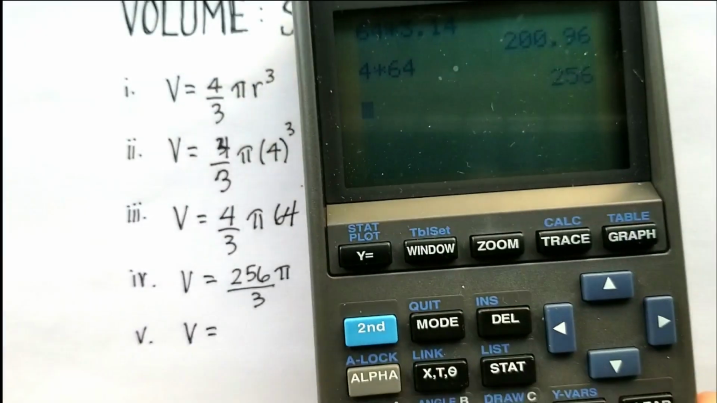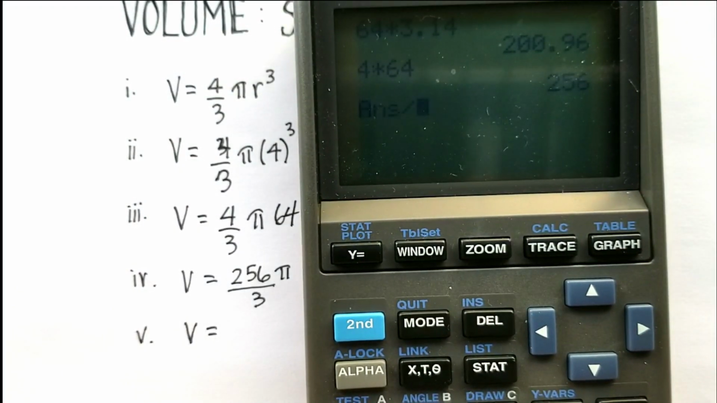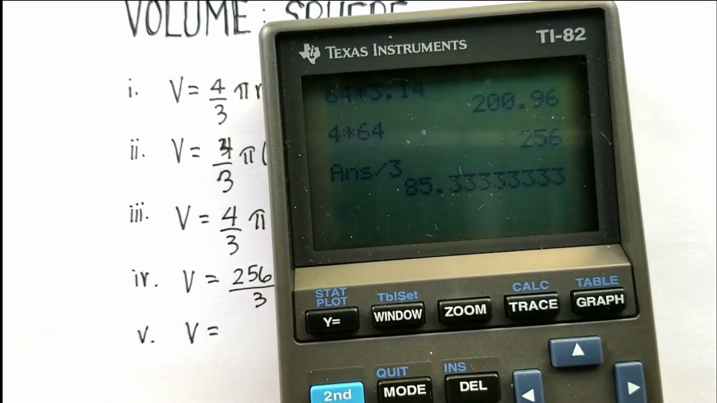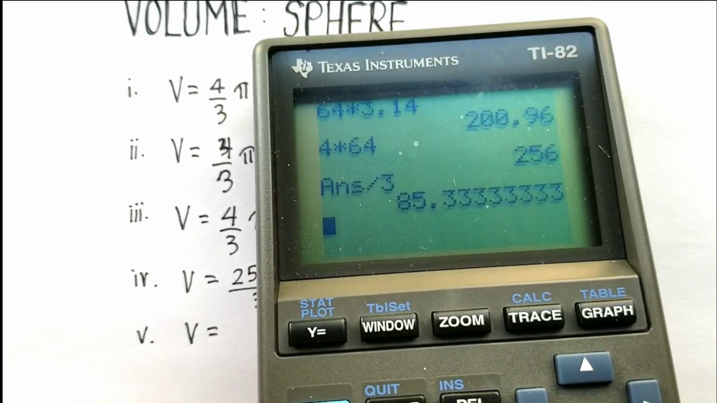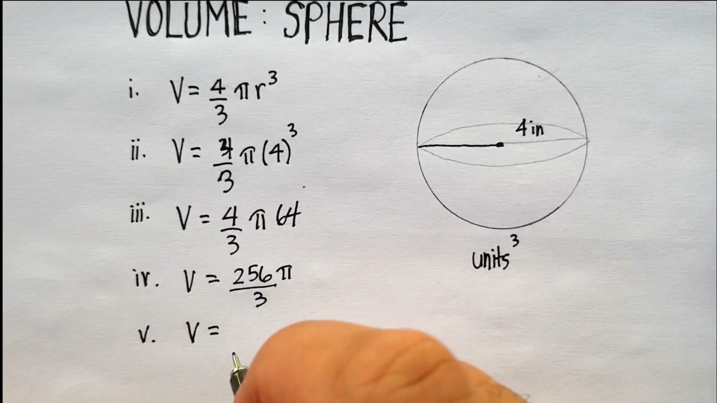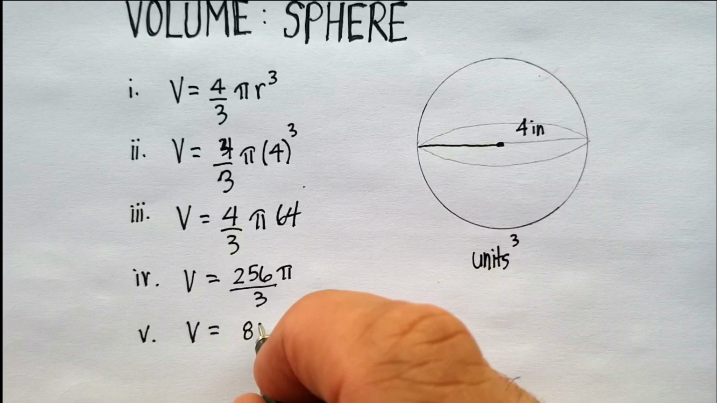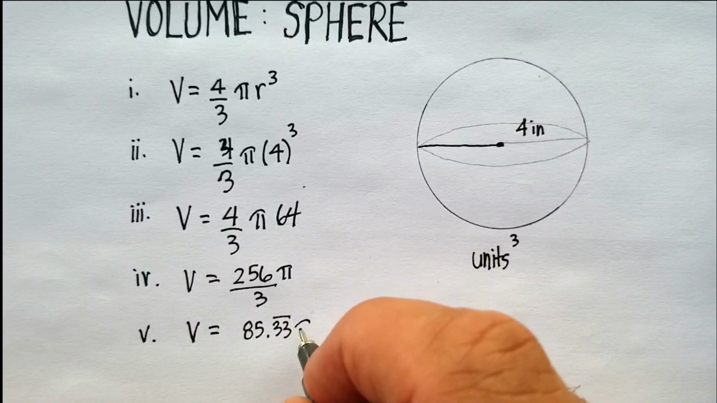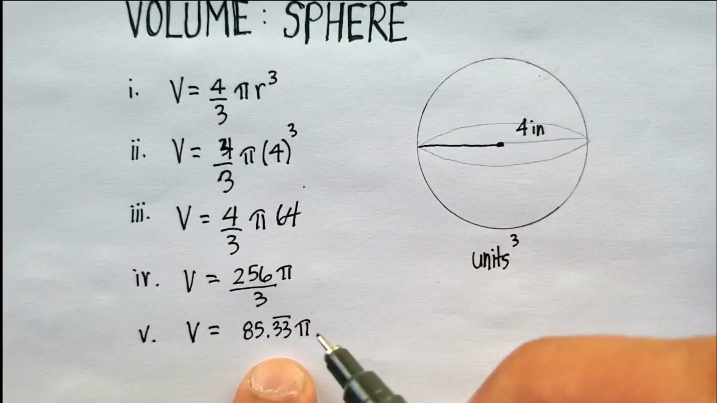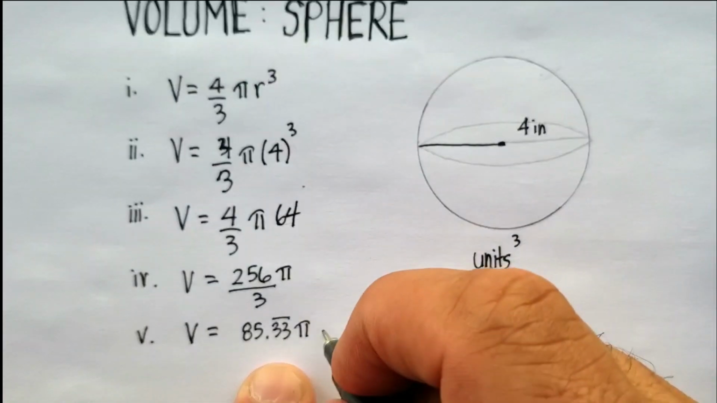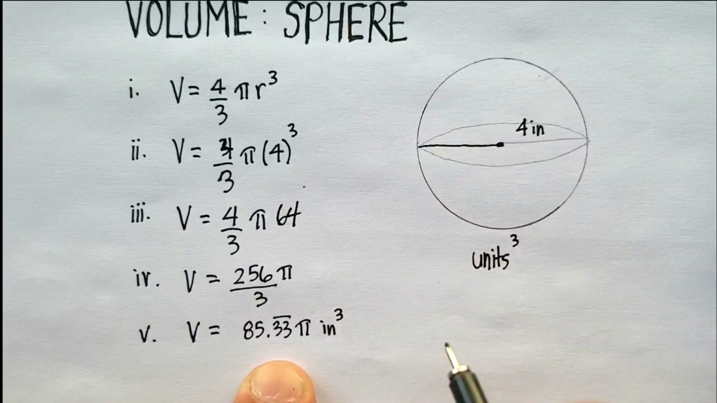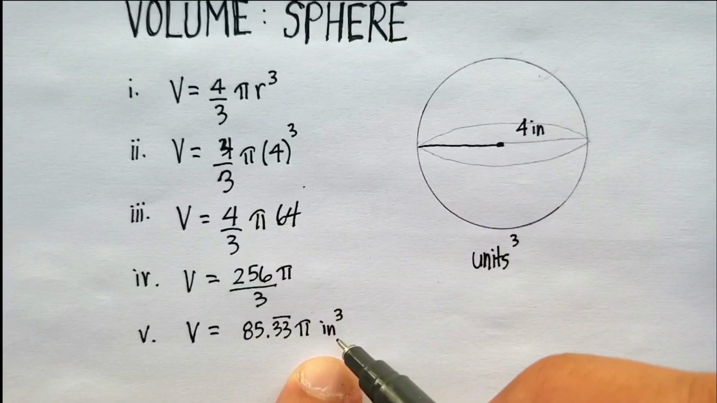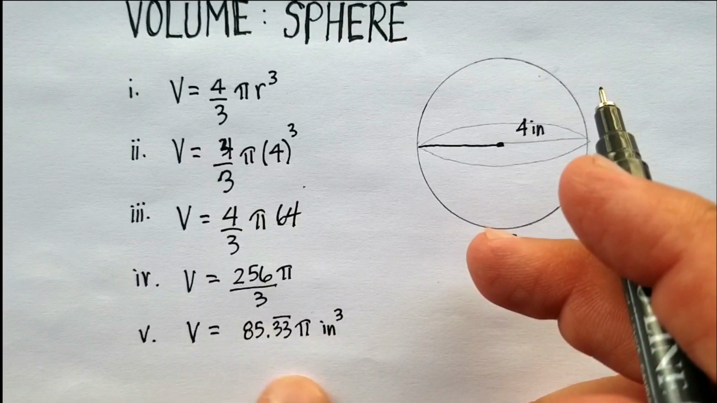So let me go back over to my calculator. 256 divided by 3. And I come up with 85.333. Okay, so 85.33 repeating pi, and that's a perfectly good answer. Oh, excuse me, inches cubed, right? Because we have to go back to our inches, and since we cubed the radius, we're going to cube the inches as well. So that's my answer.